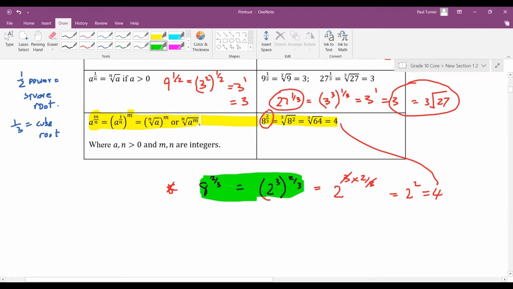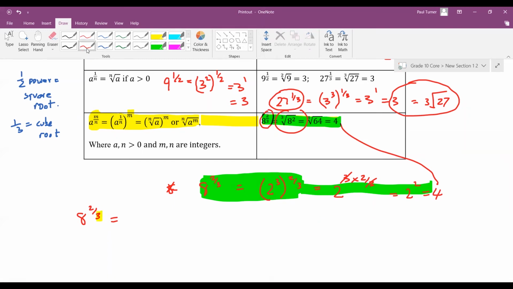Because I think it's easier to remember this procedure than to remember this formula, this business up here. It still works, but it just takes a bit more to remember. But if you want to do this, you've got 8 to 2/3. What I do, I take the 3, this, and I make that the root. So I'll bring the 3 around like this, and then I put the 8 squared here, like that. So that's the cube root of 64.